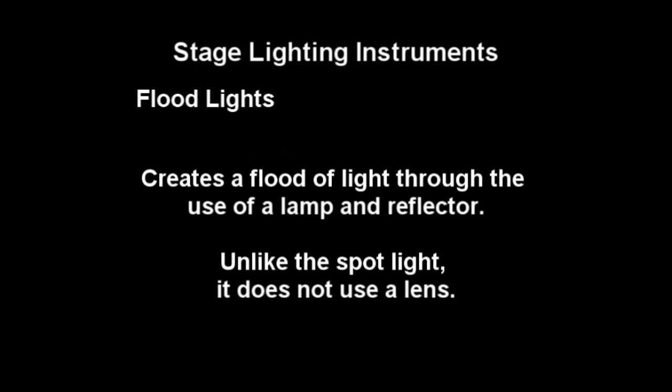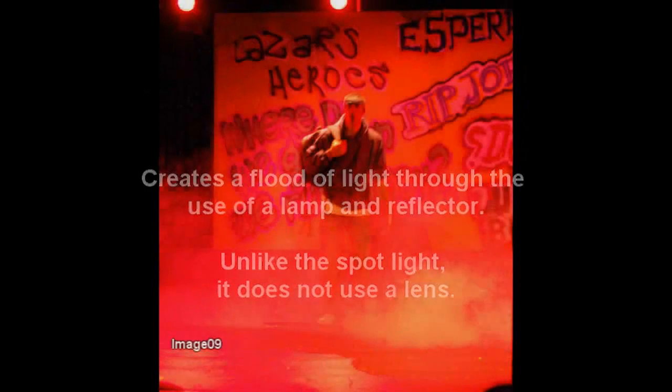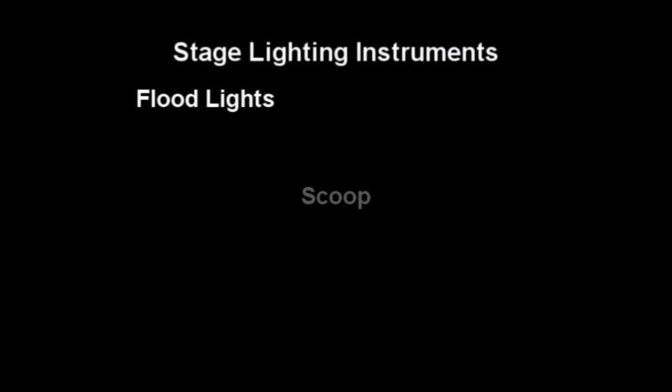Apart from the spotlight are a category of lighting instruments known as floodlights. These floodlights typically use a lamp and a reflector to create a flood of light. Because they don't use a lens, they flood an area with light rather than creating a defined spot. Floodlights are often used to introduce color into an area of the stage or on the surface of a sky cyc. Two typical floodlights in the theater are the scoop and the parcan.